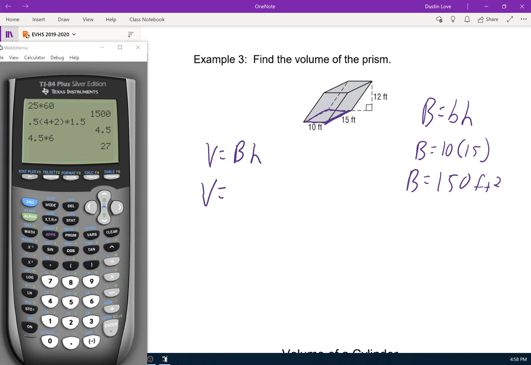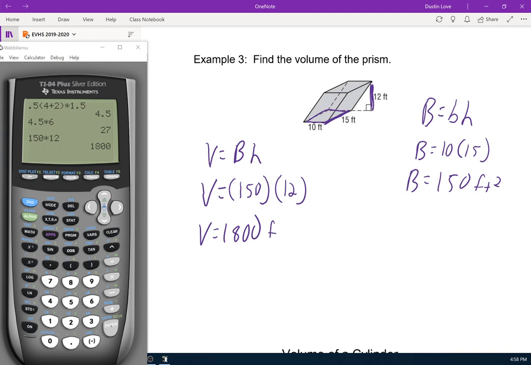Now let's jump over to the volume formula. Area of the base is 150 times the perpendicular height of the prism, which here is my 12. And 150 times 12 is 1,800 feet cubed. So nothing too difficult so far.